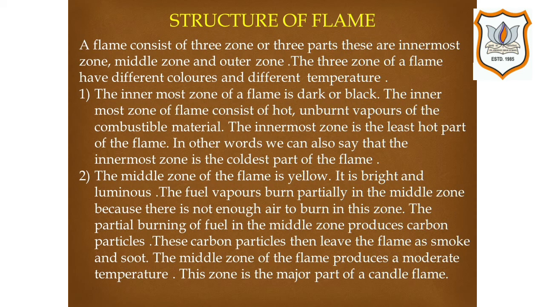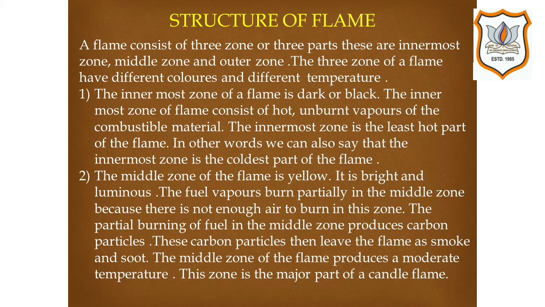We will now describe these 3 zones of a flame in detail by taking the example of a candle flame. The first zone is the innermost zone. The innermost zone of a flame is dark or black. It consists of hot unburned vapors of the combustible material, say wax vapors. The innermost zone is the least hot part of the flame. In other words, we can also say that the innermost zone or the dark zone is the coldest part of the flame.